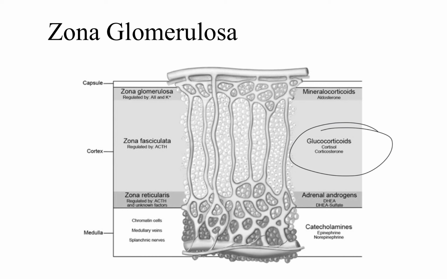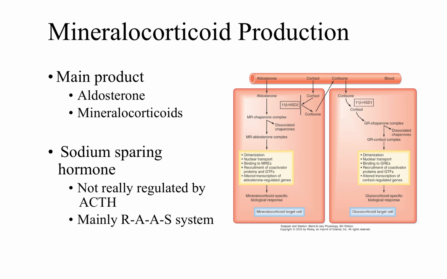Cortisol is made by the zona fasciculata portion of the cortex. So now let's move on to the zona glomerulosa. The zona glomerulosa makes the mineralocorticoids. There is one main product, and that is aldosterone. If you remember nothing else about aldosterone, remember that it is your sodium-sparing hormone. It is another thing that should only be released when you are in danger of dying.